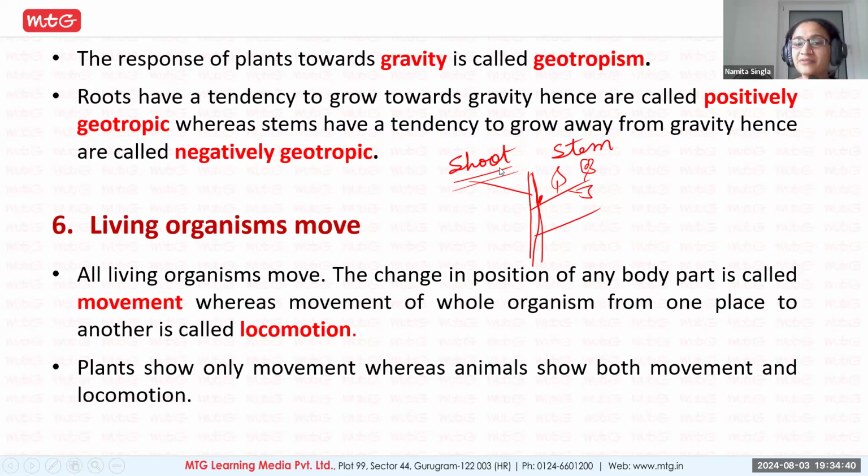Now the shoot bears everything. Shoot includes everything. Stem, leaves, flowers, buds, everything is included under the shoot system. So stem is simply a part of the shoot. This is the stem. This structure is called the stem. So stem is simply a part of the shoot. I hope you understand this thing.